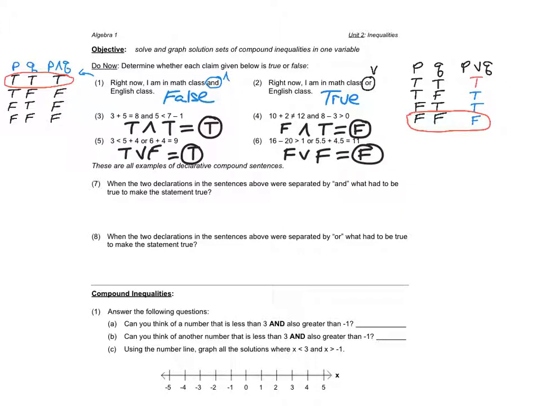All right. So he took a real life situation, well, as real life as it can get, I guess, and then used that to learn about the mathematics, and then used that to draw some general rules, which allowed us to advance the plot a little bit. All right. Examples of declarative compound sentences. When the two declarations in a sentence above were separated by and, what had to be true in order to make the sentence true? Both parts. When the two declarations were separated by or, what had to be true in order to make the sentence true? Either part.